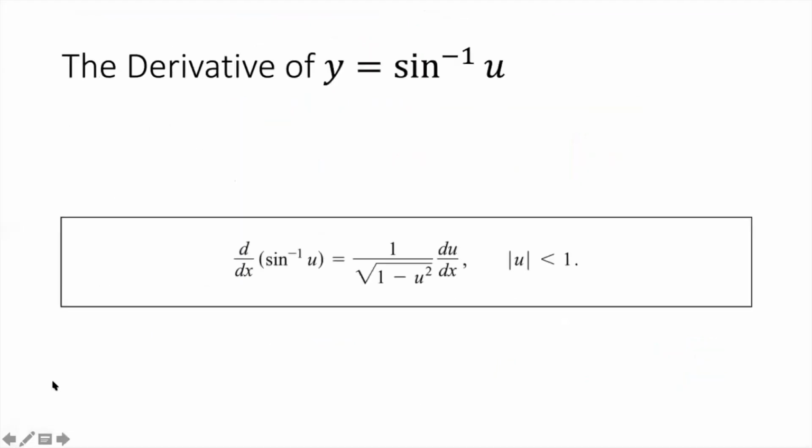All right, so now let's do some calculus. The derivative of y equals the inverse sine of u. So I'm giving you the chain rule version, which is always the more useful version. The derivative with respect to x of inverse sine u is equal to 1 over the square root of 1 minus u squared times du dx. And this is valid for absolute value of u less than 1, which happens to be the domain of the inverse sine of u. So that works out.